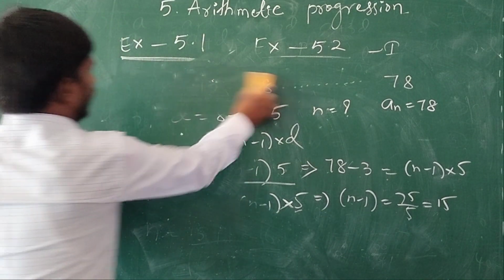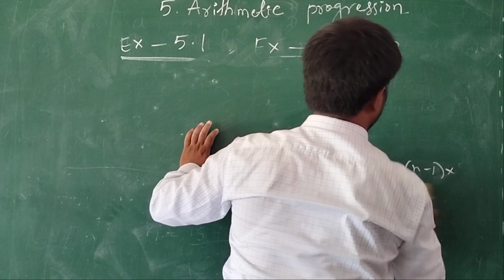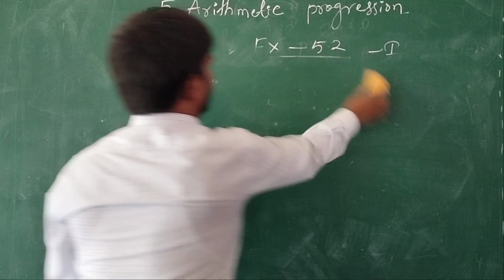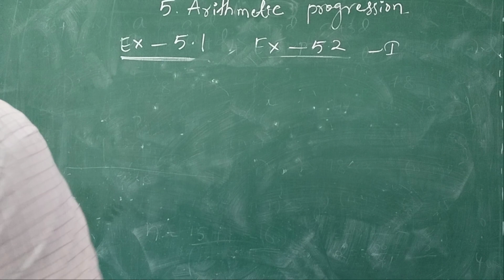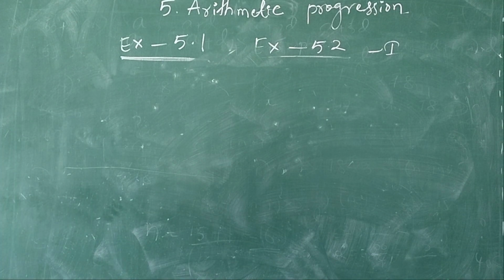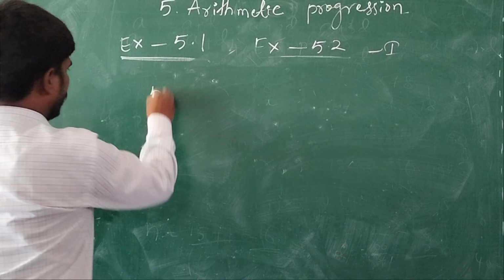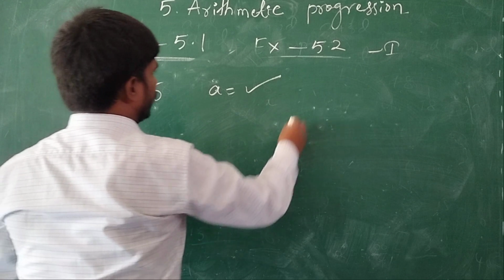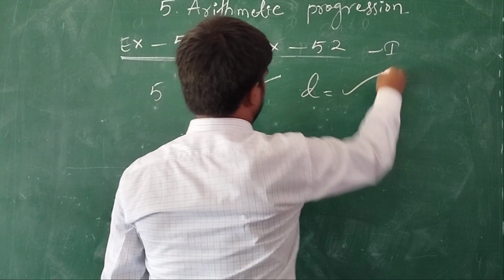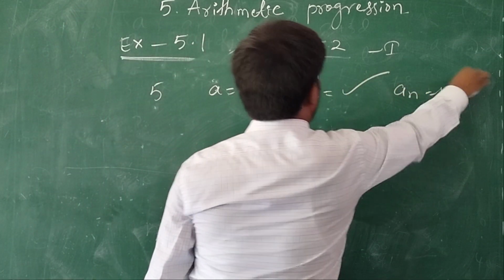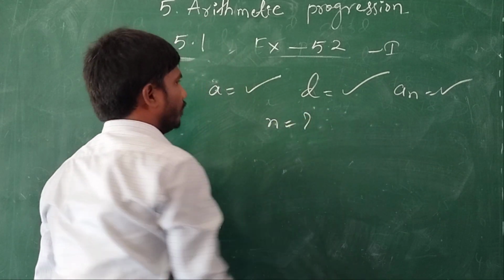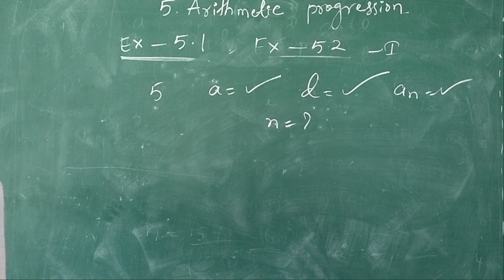Next, fifth problem. Find the number of terms in the following APs. Same as the fourth one. First term given, common difference we need to find, and the last term an is also given. Common difference we are able to find. He is asking for the n value.